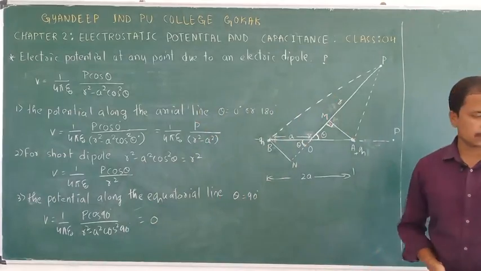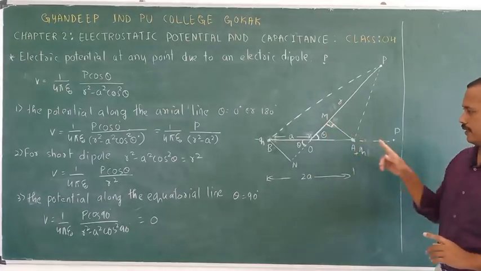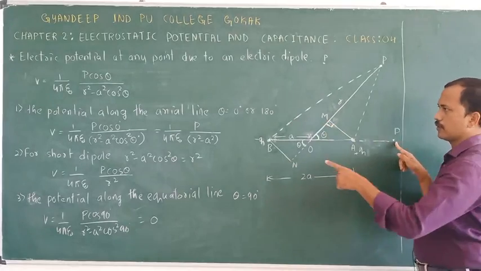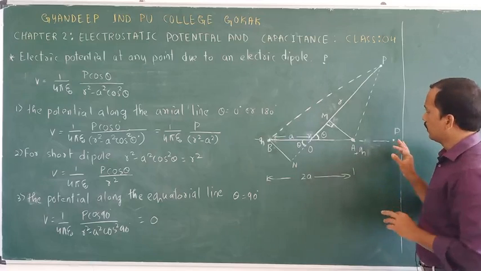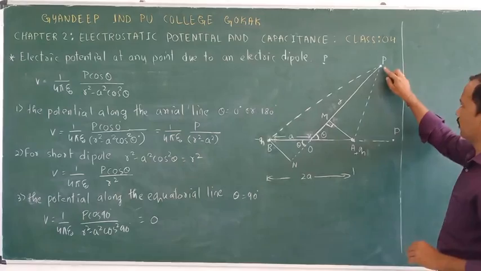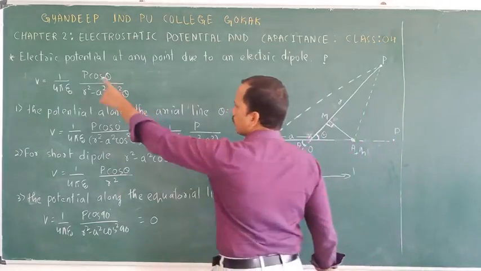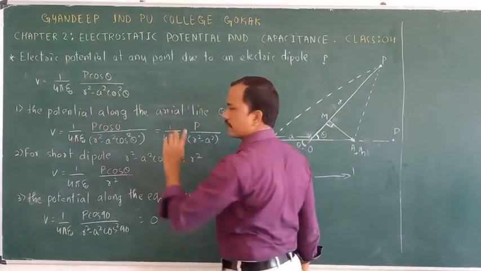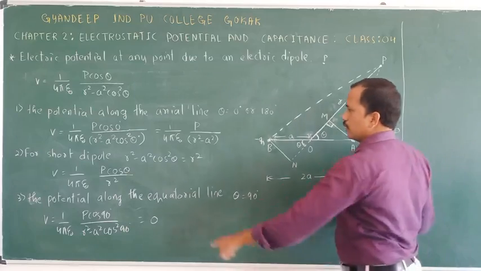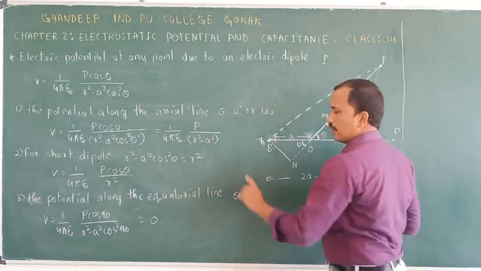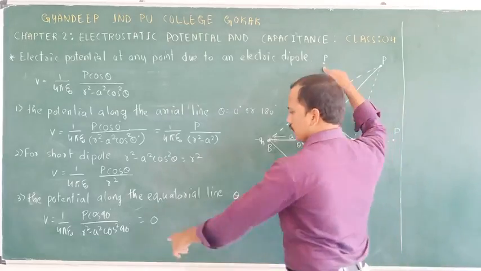So these are very important conditions for the electric dipole. The first one is along the axial line, along this side, where the potential value is 1 by 4 pi epsilon naught, P divided by r square minus a square. For the general case, the electric potential at this point due to the electric dipole is 1 by 4 pi epsilon naught, P cos theta divided by r square minus a square cos square theta. Similarly, the potential along the axial line at this location is 1 by 4 pi epsilon naught, P divided by r square minus a square. Along the equatorial line, the electric potential is 0.